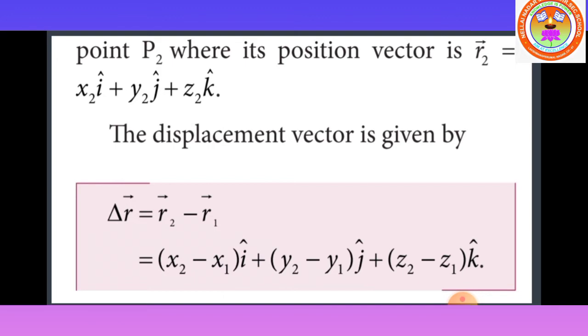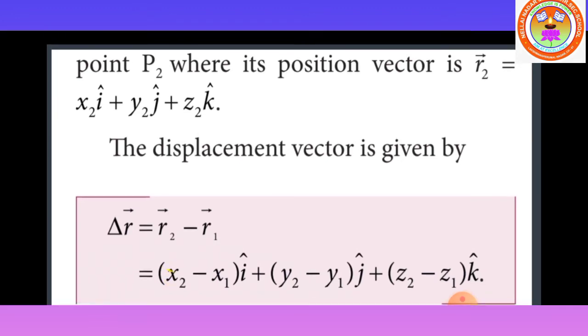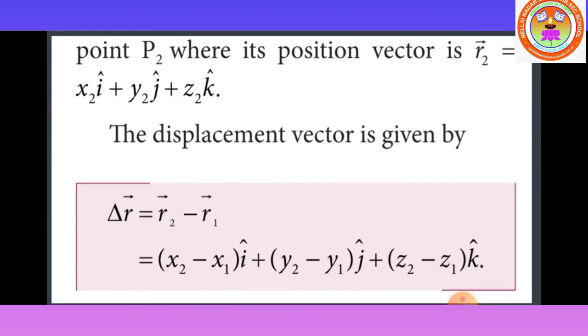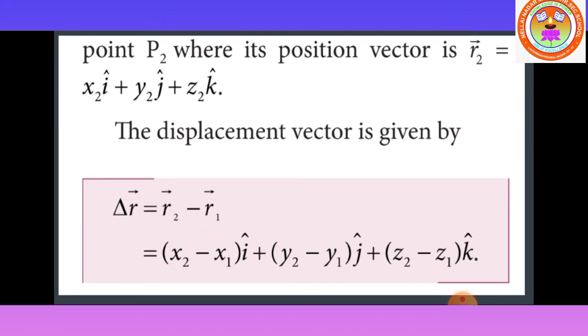Here, in r2 vector minus r1 vector, already you know the value of the r2 vector, that is x2 i cap plus y2 j cap plus z2 k cap, minus r1. What is r1? That is x1 i cap plus y1 j cap plus z1 k cap. Okay, so here you are calculating the difference between the two positions, which gives x2 minus x1 i cap plus y2 minus y1 j cap plus z2 minus z1 k cap.